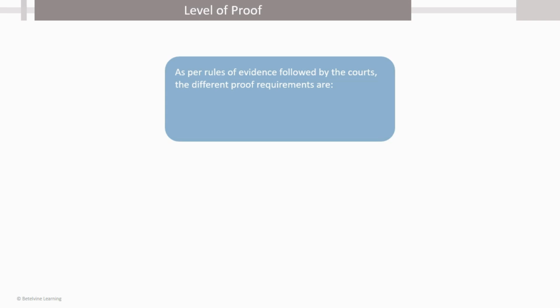Level of proof refers to the evidence that must be presented to establish the occurrence of an event. As per rules of evidence followed by the courts, there are different proof requirements, such as beyond reasonable doubt, used mostly in criminal trials, and balance of probabilities as the standard which is used in civil cases.